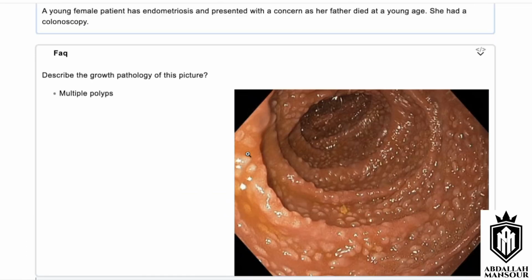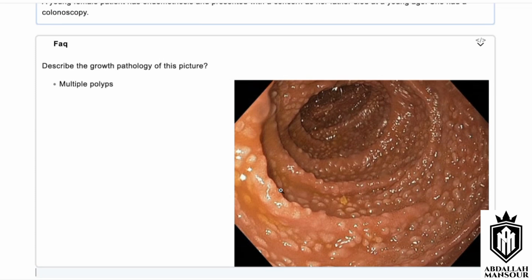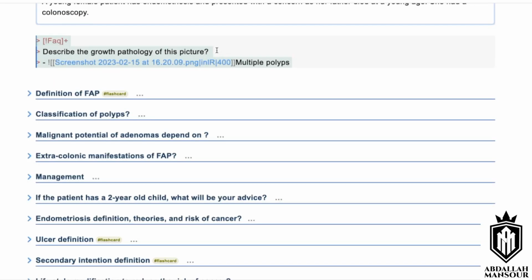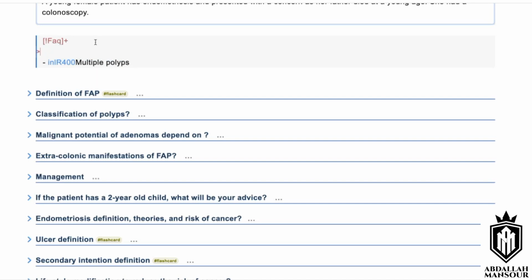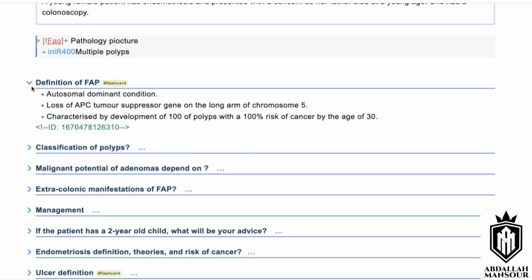Okay. All right. Next is, what is familial adenomatous polyposis? Familial adenomatous polyposis is an autosomal dominant condition characterized by the colon having numerous polyps, which are usually more than 100. Yeah, so it is an autosomal dominant loss of the APC gene, the tumor suppressor gene, and characterized by development of more than 100 polyps.